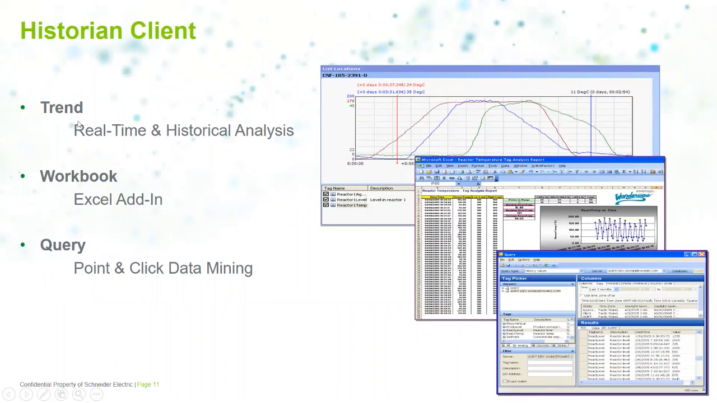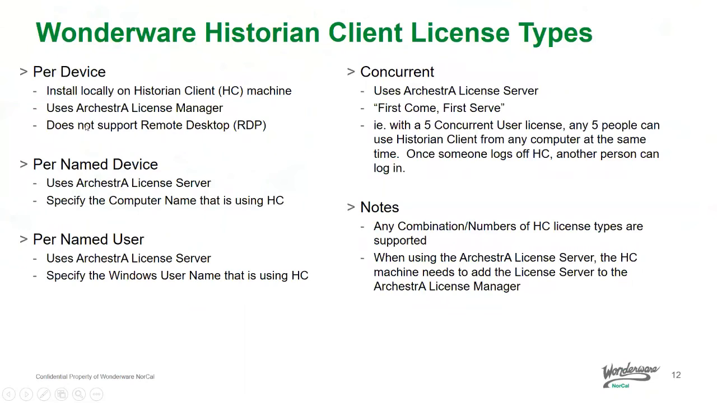Now that we've reviewed the basics of Historian client, that includes trend, workbook, and query, let's take a look at licensing. There are 4 different types of Historian client licenses. A per-device license just gets installed locally on the Historian client machine, but does not support remote desktop. If you need support for remote desktop, then you'll use a per-named device, a per-named user, or a concurrent license. A named device specifies the computer that's doing the remote desktop. The named user specifies the Windows user that is doing the remote desktop.